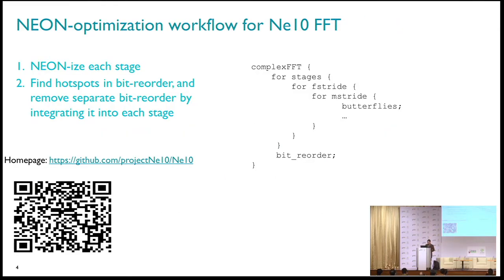Now we talk about how we gain this performance boost step by step. The pseudocode for complex FFT is shown on the right side. Complex FFT contains nested loops of 3 layers and may contain a bit reorder routine. There are 2 major steps of our optimization. The first, we neonize the innermost loop. The second, we find the hotspot in the bit reorder routine and discover it is not friendly to neon. So we adjust our algorithm to make it more friendly to neon.